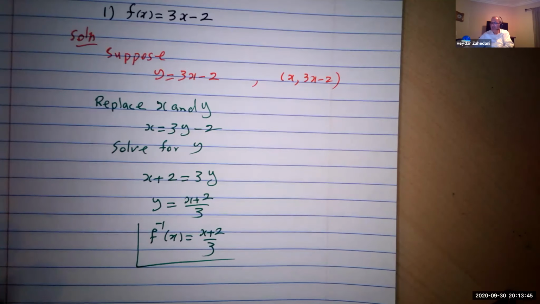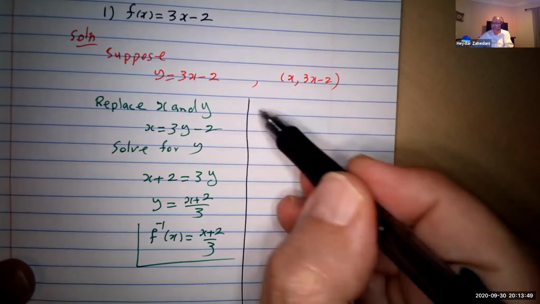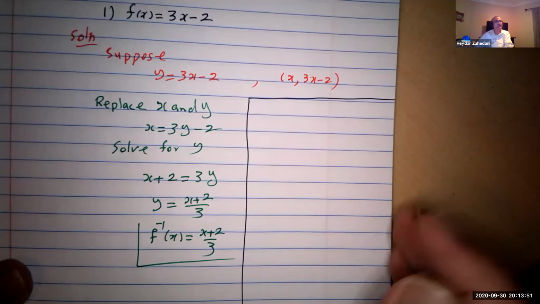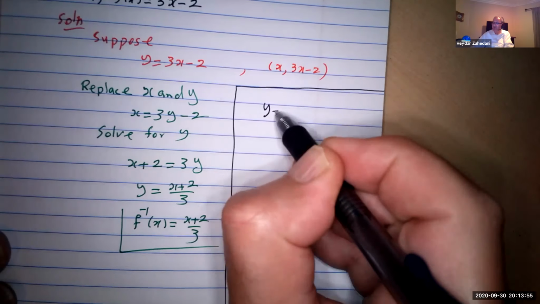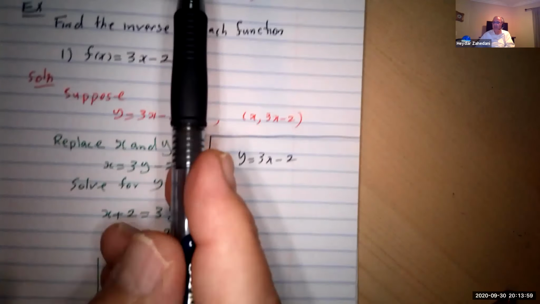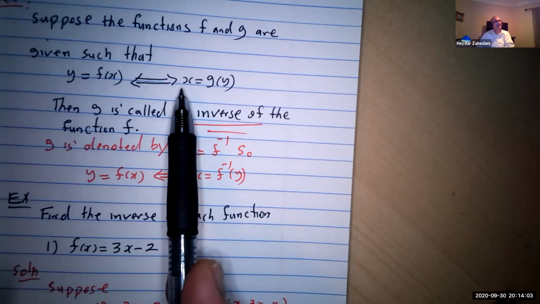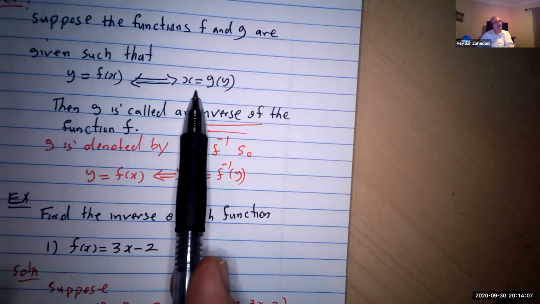But actually, this is the one that I like. This is actually what you have to do. Look at this one and pick the one that you like. This is y equal to 3x minus 2. Remember, you have to find the x. You are given y equal to f of x. You have to get the x for me.